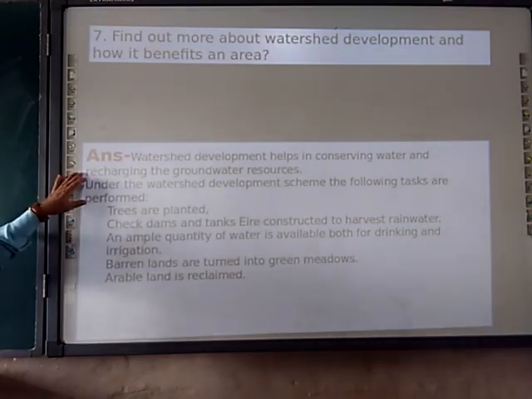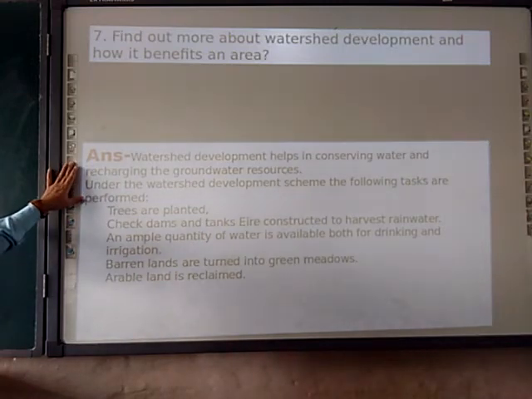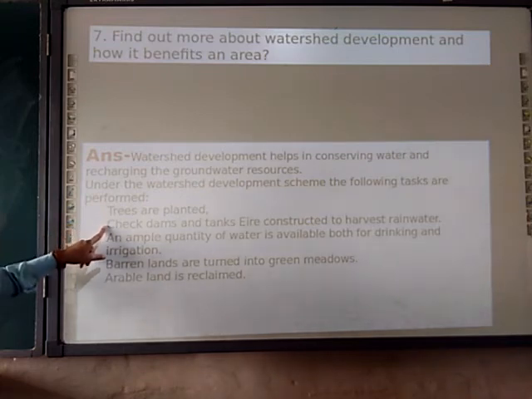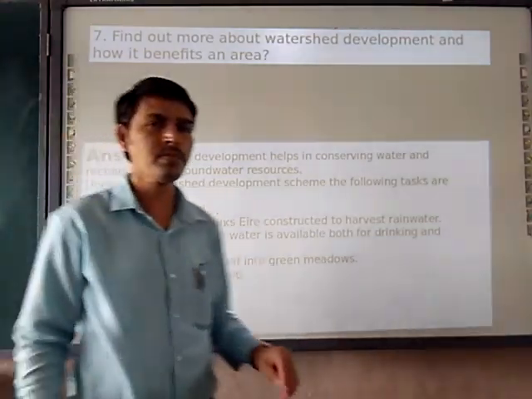Watershed development helps in conserving water and recharging the groundwater resources. Under the watershed development scheme, the following tasks are performed: trees are planted, check dams and tanks are built. Like that, whatever activities are there, they are given here.